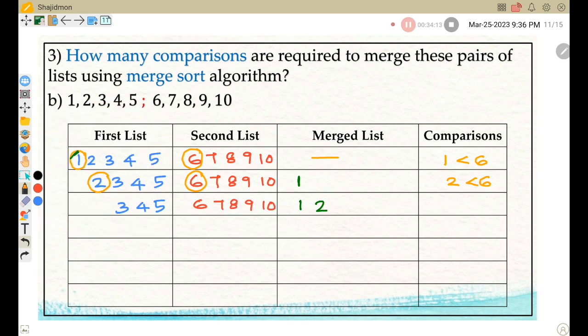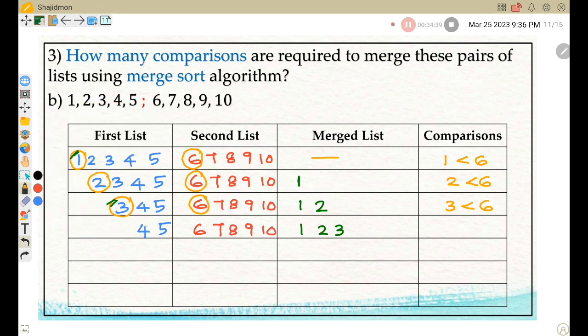Again we start the comparison. The first numbers here, 3 and 6. So what will be the comparison? 3 less than 6. So 3 is selected to the merged list. So 1, 2 and 3. Correct? So this 3 is done. Write the balance here, 4 and 5. The second list is the same, 6, 7, 8, 9, 10. We still have not started the second list.